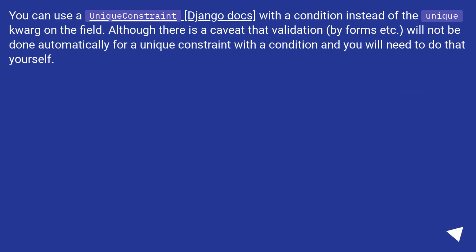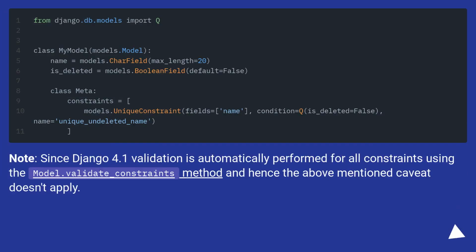You can use a unique constraint, Django Docs, with a condition instead of the unique=True on the field. Although there is a caveat that validation by forms etc. will not be done automatically for a unique constraint with a condition, and you will need to do that yourself. Note: since Django 4.1, validation is automatically performed for all constraints using the model.validate_constraints method, and hence the above mentioned caveat doesn't apply.